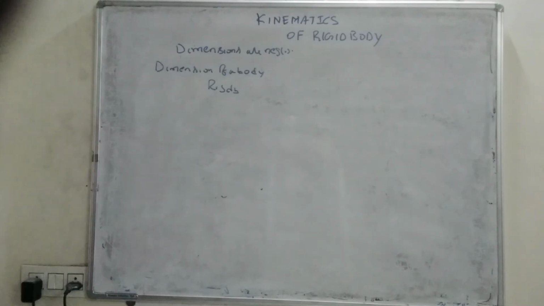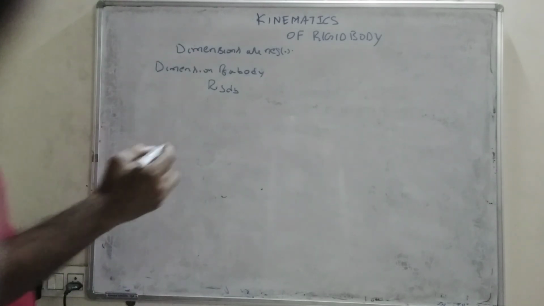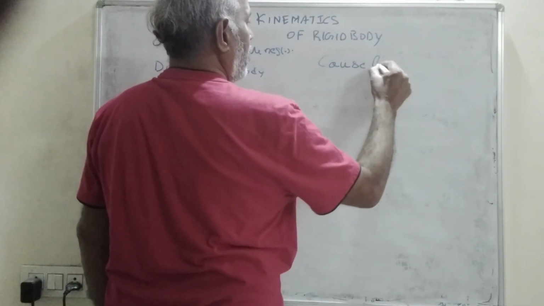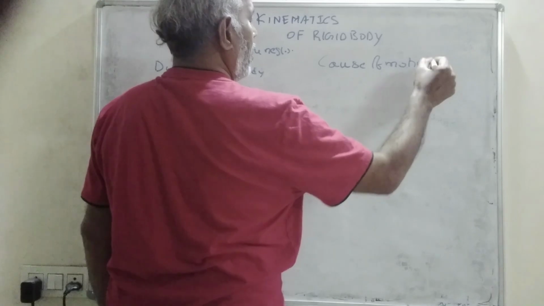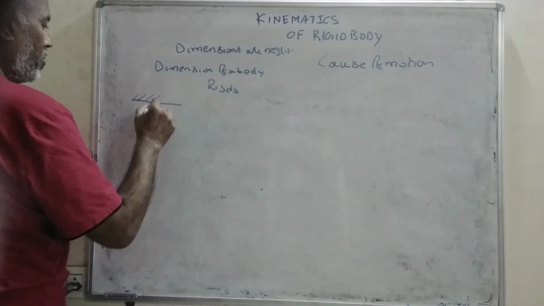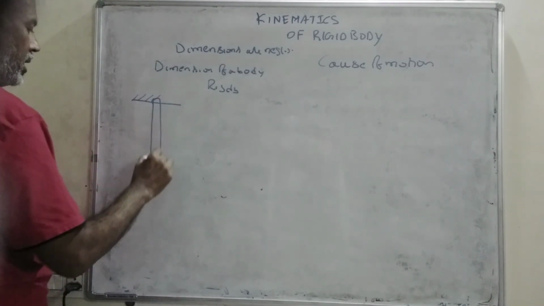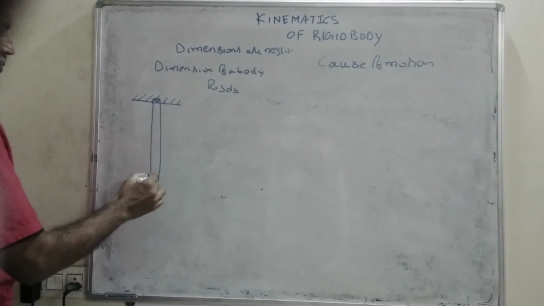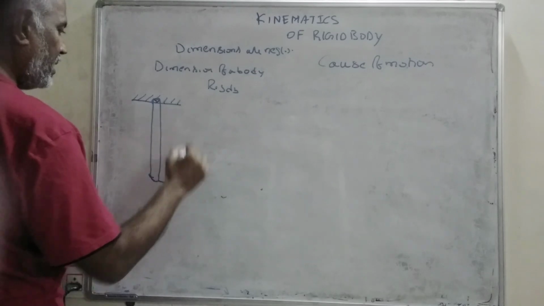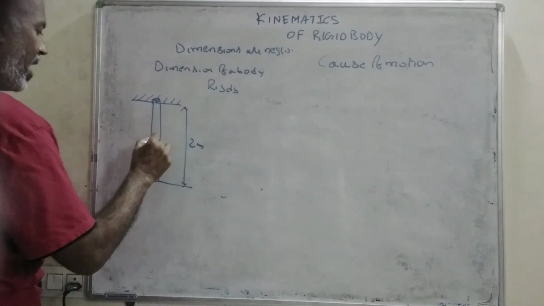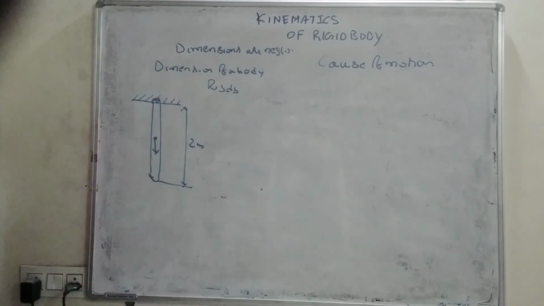Now, rigid body kinematics. In kinematics, you are not bothered about the cause of motion. So consider a pendulum like this, hinged over here. This pendulum has some length, say 2 meters, and it has some weight, W.